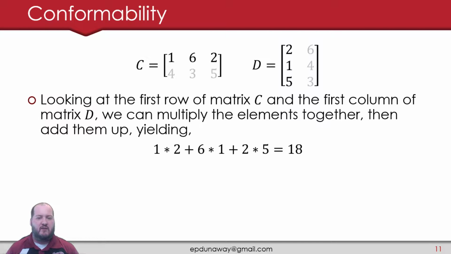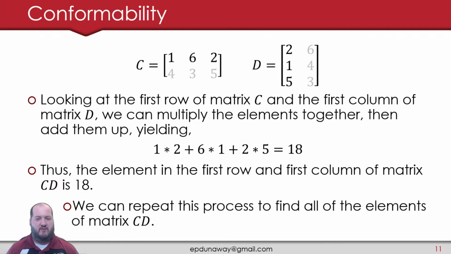So I'm going to take the 1 from matrix C, multiply it by the 2 from matrix D. Take the 6 from matrix C, multiply it by the 1 from matrix D, and the 2 from matrix C, and multiply it by the 5 from matrix D. So from those, I'm going to get 2, 6, and 10. From there, I take those 3 numbers and I add them together, and I get 18 from that. And that result is going to be the first element in my new matrix. So I can repeat the process to find all of the elements of matrix CD.